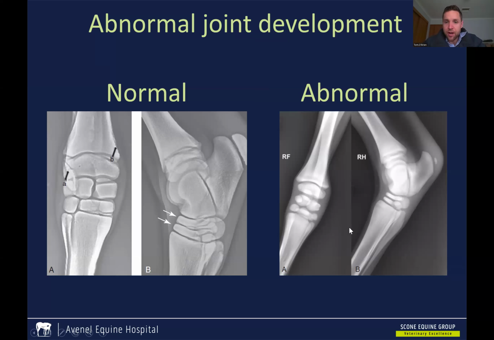Now, the image on the right shows x-rays of a carpus from the front and a hock from the side. And you can start to see that they just don't quite look like the x-rays on the left. You have these sort of rounded bones making up the carpus and kind of smaller bones making up the hock. And so if you have incomplete ossification or abnormal joint development, as you can imagine, you don't have the support that you need for that foal to be able to take weight and keep the leg where it needs to be. And so that can predispose to an angular limb deformity.